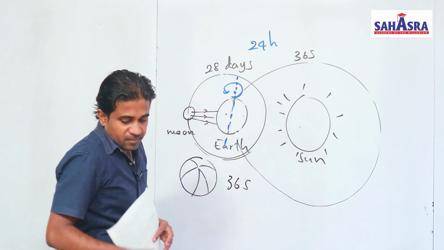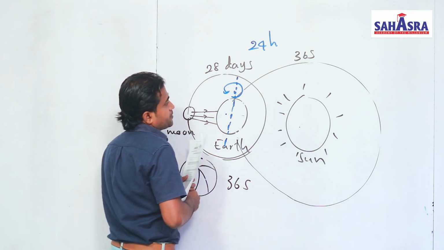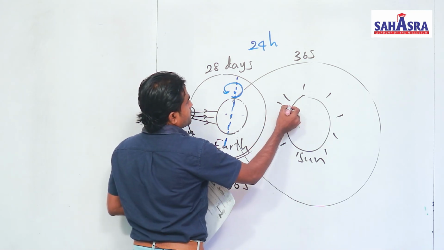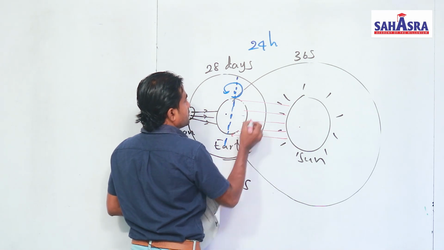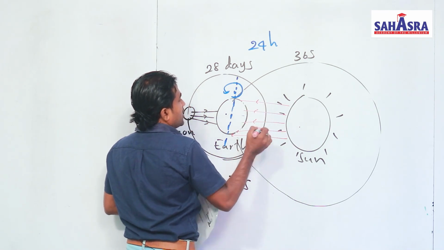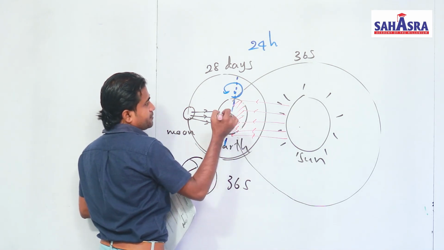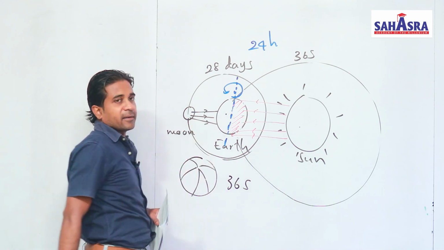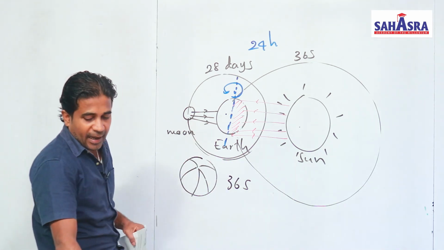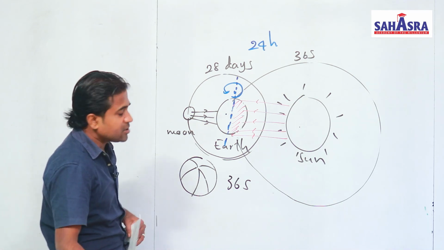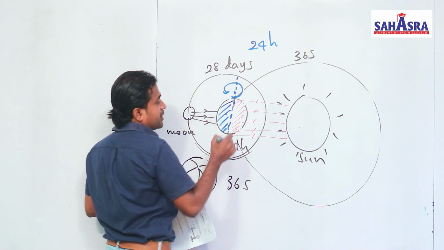Okay. When the earth is revolving around itself, now observe in this position the sun's light strikes this half of the earth. What about the other side then? The sun's light does not pass into the other side. That side will be in the dark at the moment.